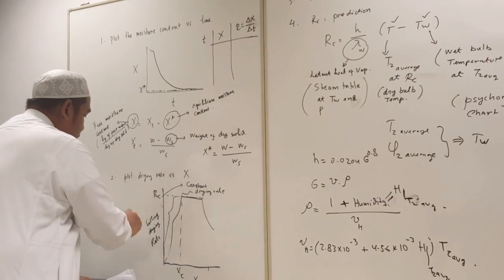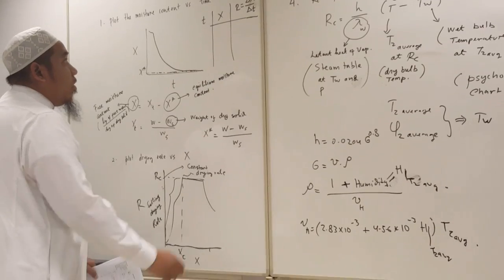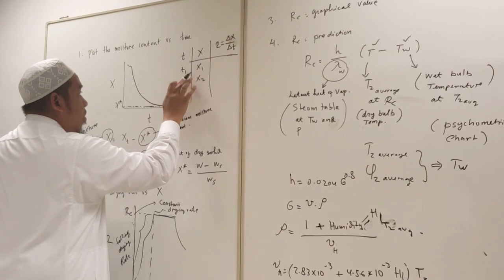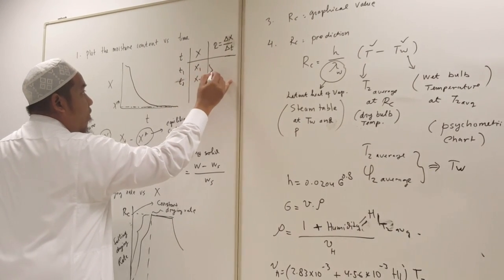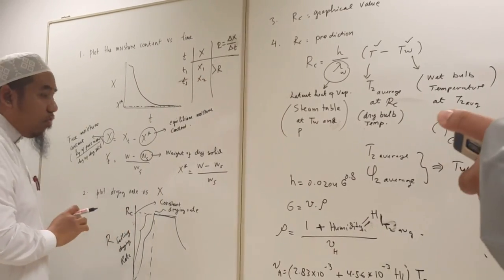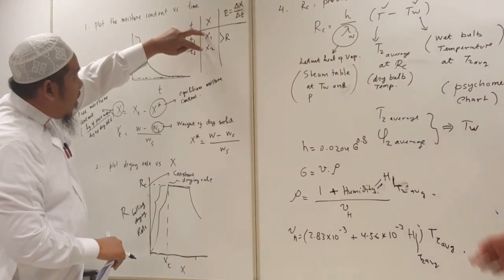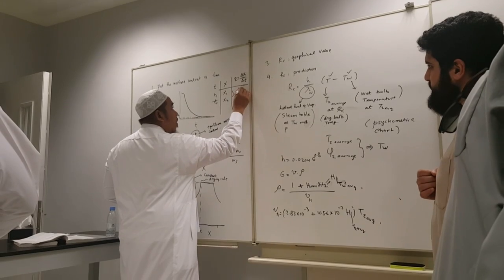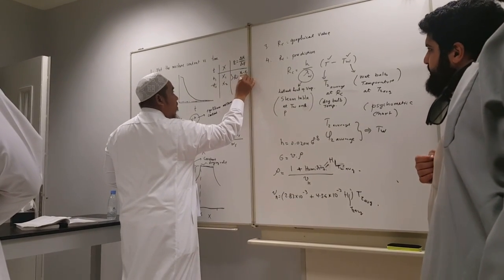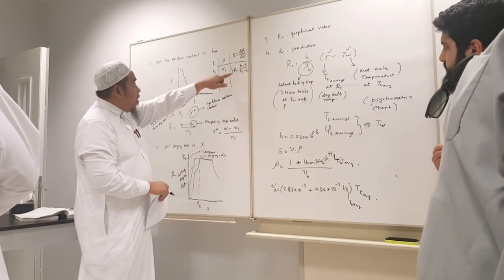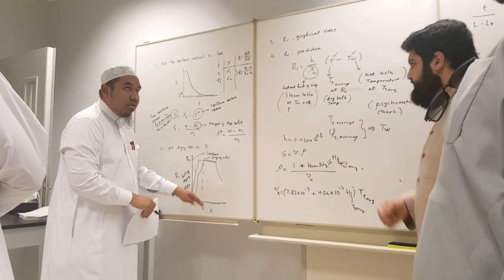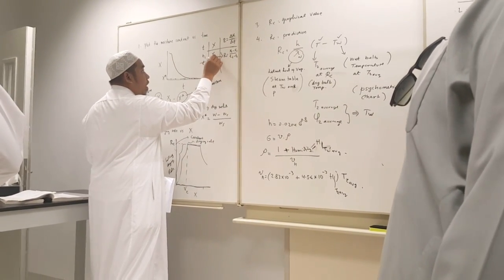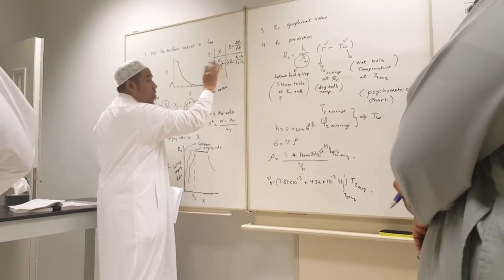This is the rate. Let's say you have X1 at T1, and X2 at T2. So you have R between these. The value is X2 minus X1 over T2 minus T1. But the location, which one? Because we have to plot R versus X. Which X, X1 or X2? The X average. So you have to take this at X average between X1 and X2.